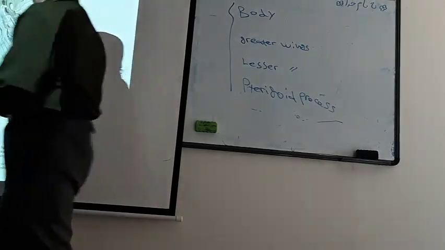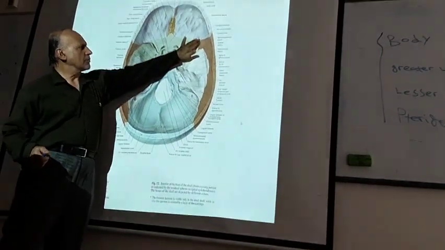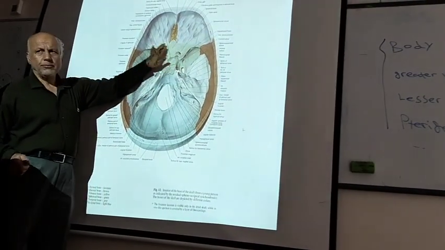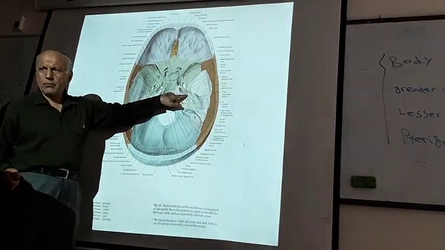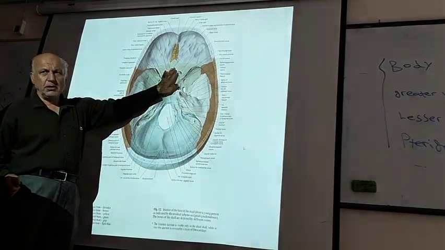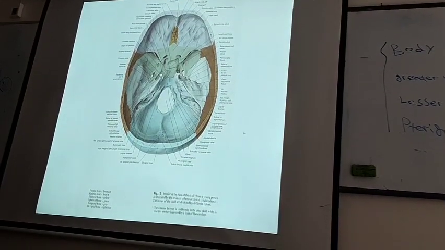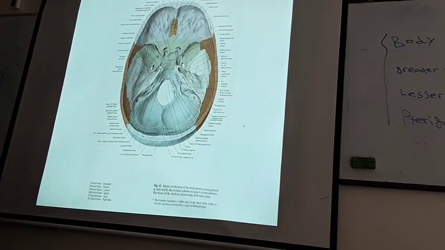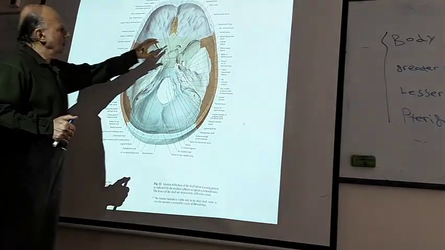Here is the body of the sphenoid. Here are the lesser wings, it is 2. And here are the greater wings, it is 2. Here is the body. The sphenoid is one of the bones that has a sinus. The sinus is in the body.